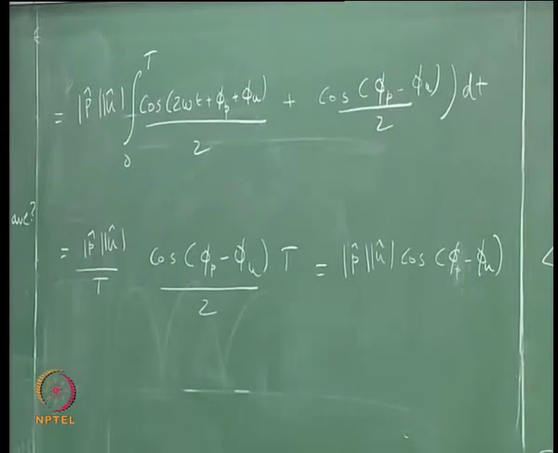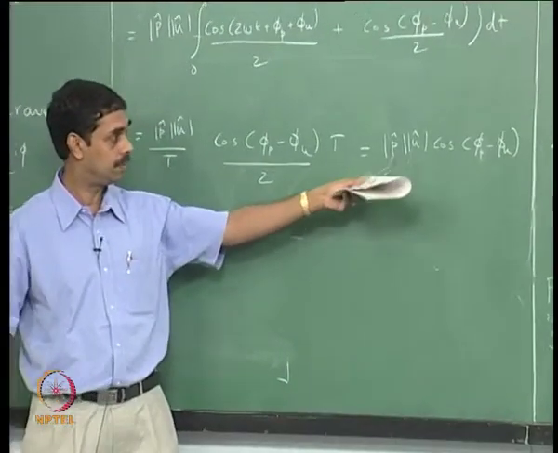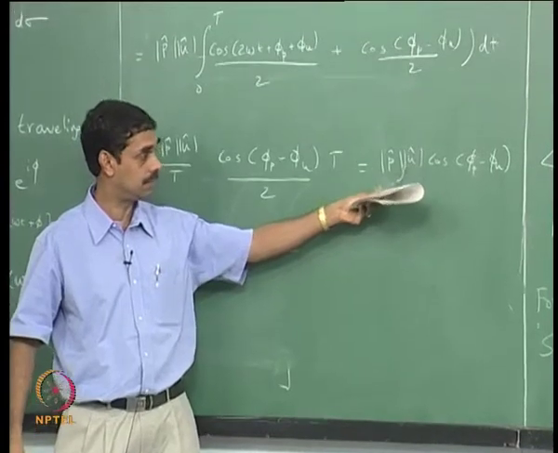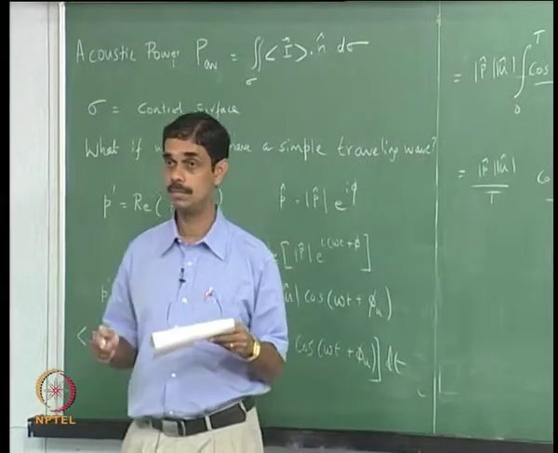So this is the time average acoustic intensity for a general wave, which is p hat u hat. You take the modulus, multiply them, and the phase between the pressure and velocity. I hope this is clear.